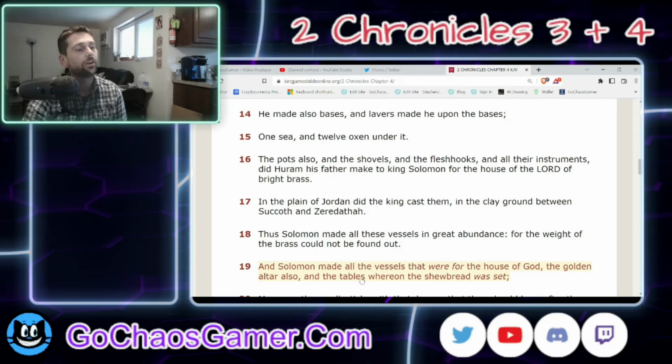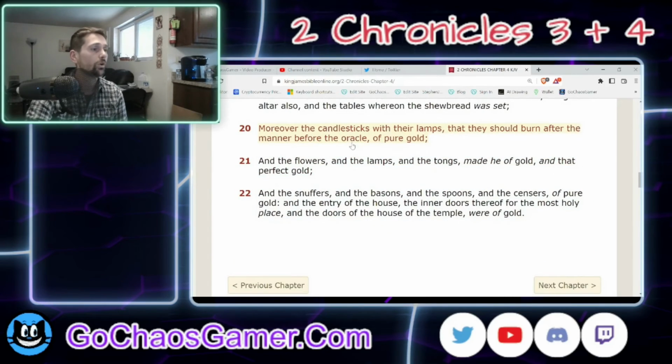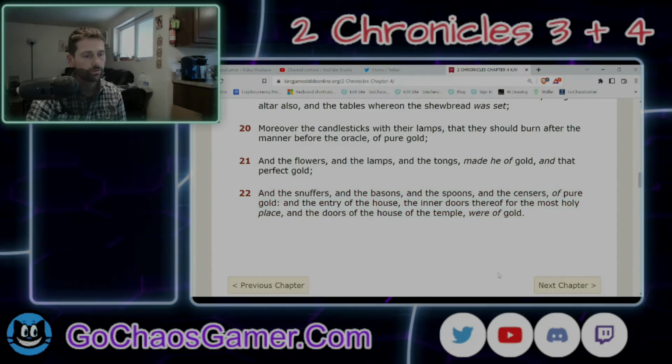And Solomon made all the vessels that were for the house of God, the golden altar also, and the tables whereon the showbread was set. Moreover, the candlesticks with their lamps, that they should burn after the manner before the oracle of pure gold. And the flowers and the lamps and the tongs made he of gold, and that perfect gold. And the snuffers and the basins and the spoons and the censers of pure gold, and the entry of the house, the inner doors thereof for the most holy place, and the doors of the house of the temple were of gold.